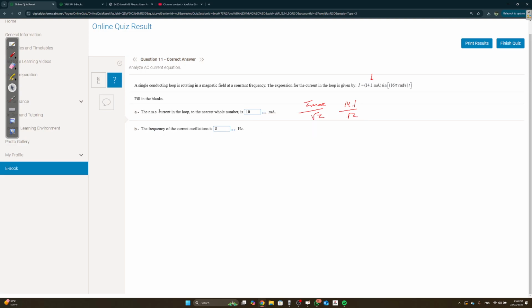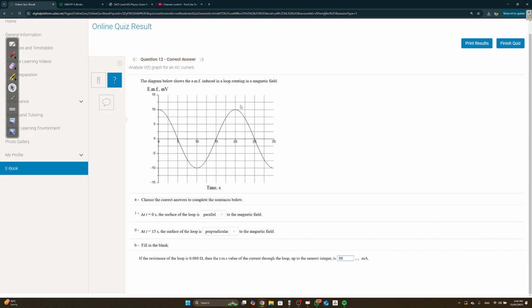Okay, the frequency of the current is how much? How do you find frequency? I always tell you to divide this number by 2 pi. Divided by 2 pi, you should get 8. Without a calculator, you can do it, huh? Okay, so you're going to get 8. Question 12. 14 questions, I think. The diagram below shows the EMF induced in a loop rotating in a magnetic field. At t equals 0, the surface of the loop is parallel to the magnetic field. Let's take a look.